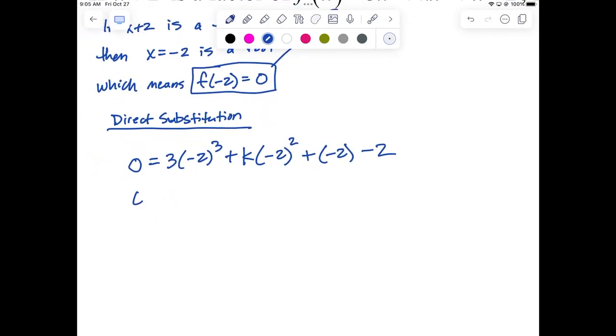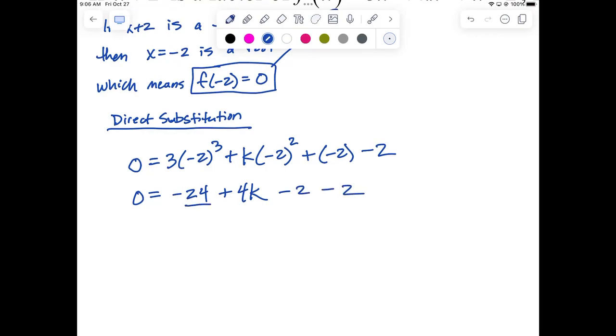Now, this one requires a little bit of work, because we have 4 terms. We've got to treat each of the 4 terms as its own problem to begin with. Negative 2 cubed is negative 8, and negative 8 times 3 is negative 24. So I get negative 24 there. In the next term, negative 2 squared is 4, so I get plus 4k. And then I get minus 2 minus 2.